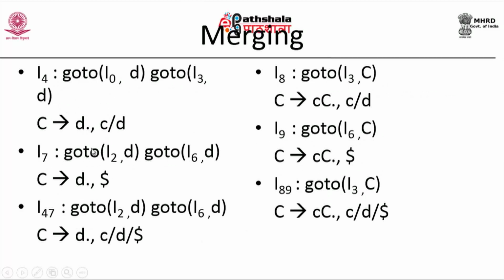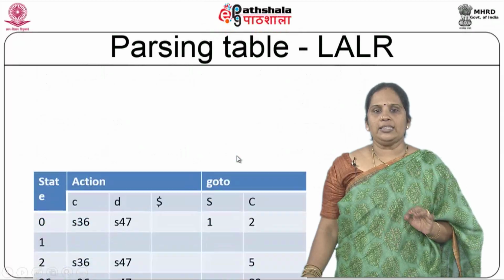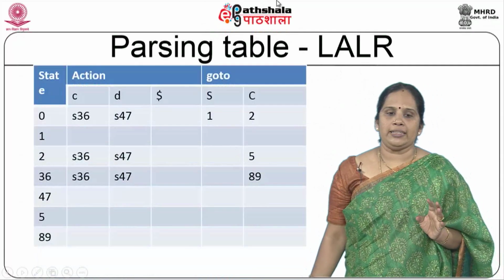Then again I4 and I7 share the same prefix, the difference being only in the lookahead symbol. So, I am going to call goto of I2 comma D as I47, where I will call this C produces D dot with lookahead C/D/$. Again here I8 and I9, I am merging them together with lookahead C/D/$. Okay. Now, with this I am going to form my LALR parsing table.